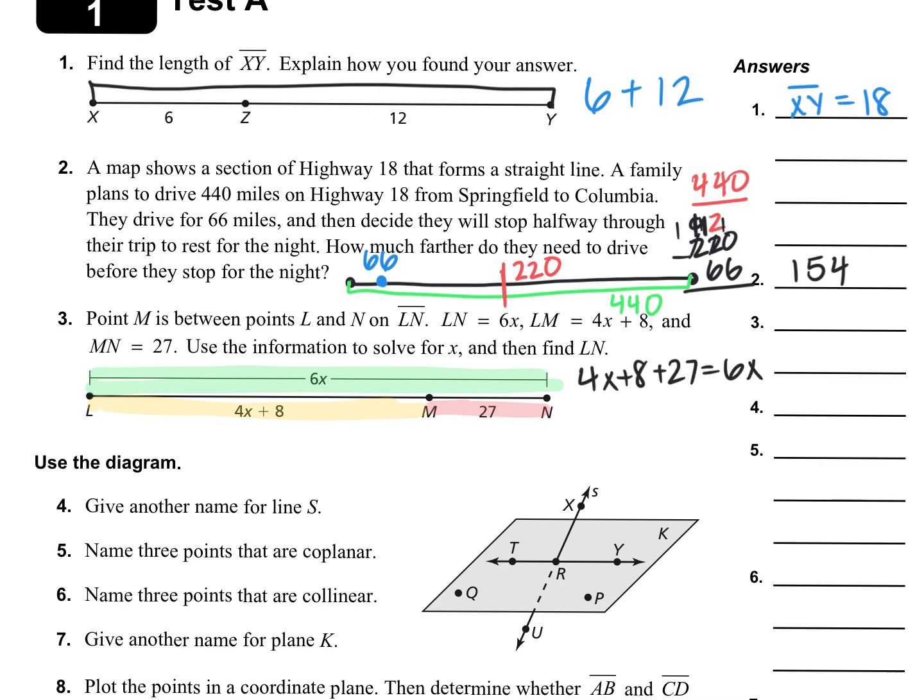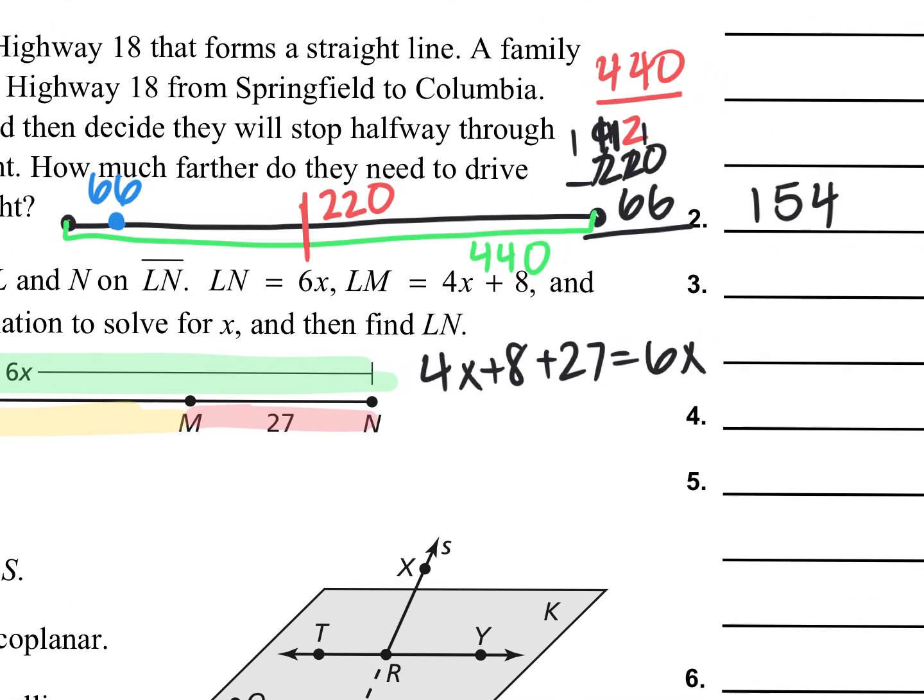So now solving. How would I solve this? What do I have to do first? Add 8 and 27. Good. I'm going to combine my like terms, adding 8 and 27 together. I'm going to still keep my 4x. And what's 8 plus 27? 35. Good. Equals 6x. Now I have a two-step equation. Pretty easy. What do I have to move over first?